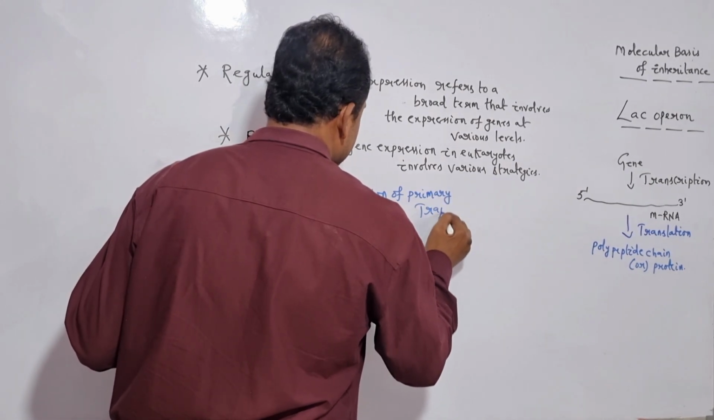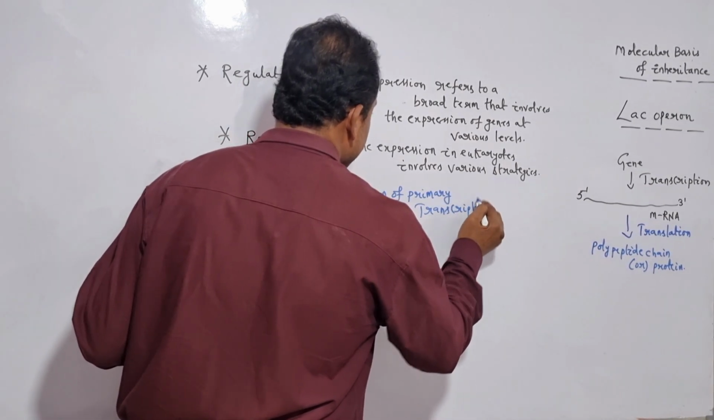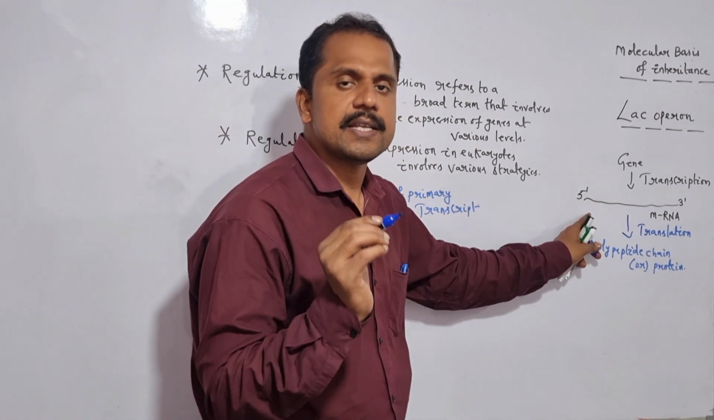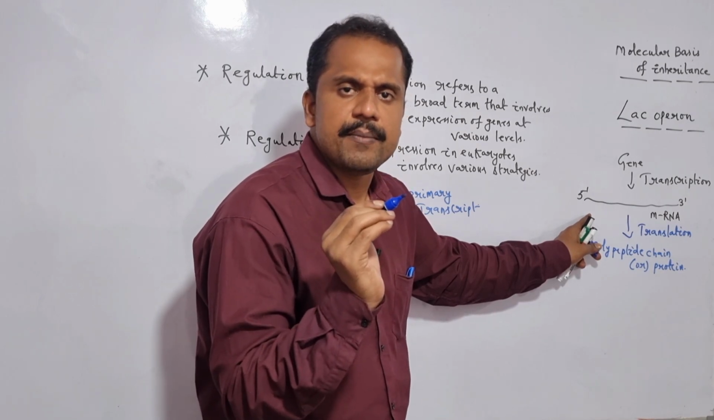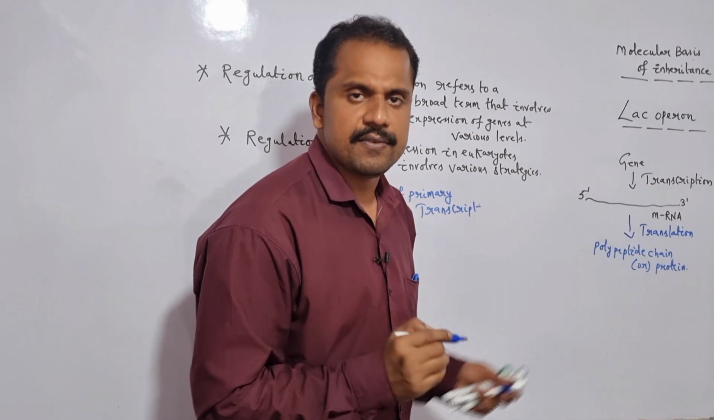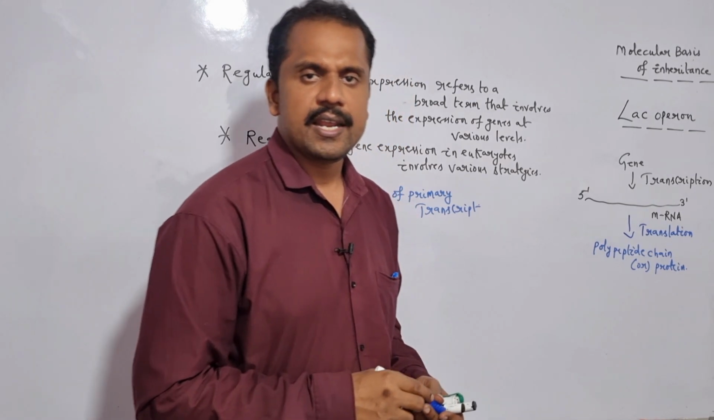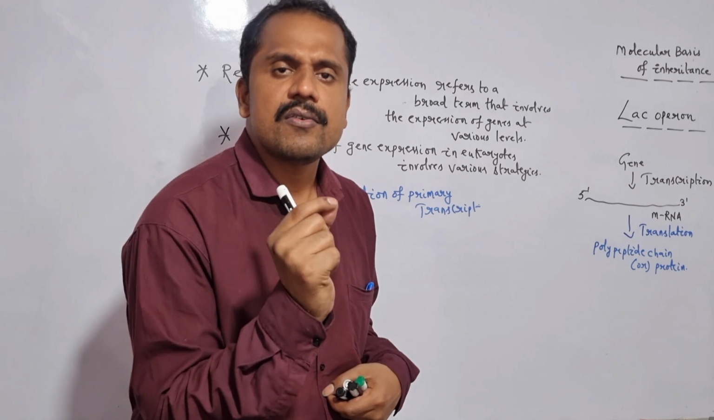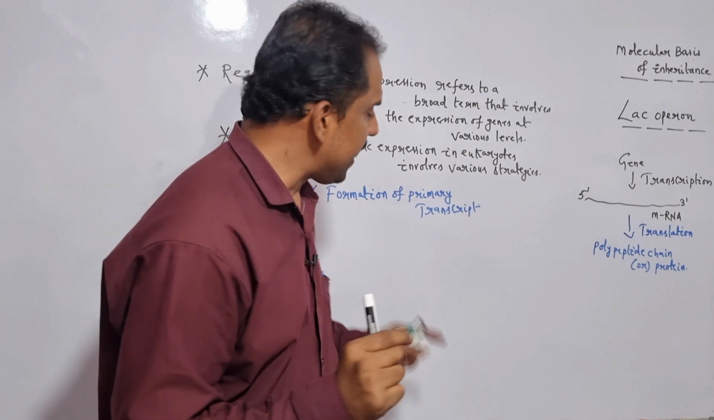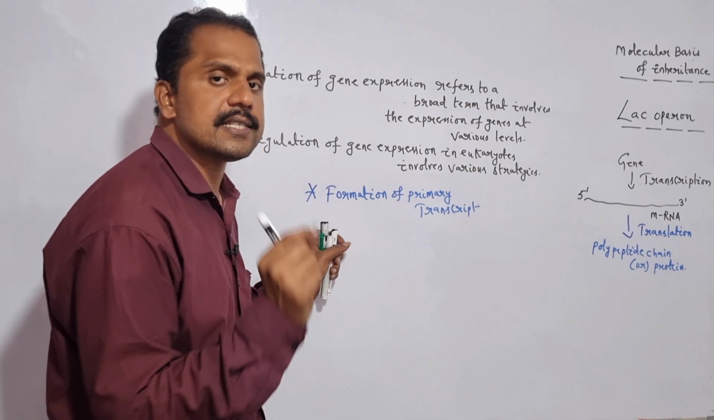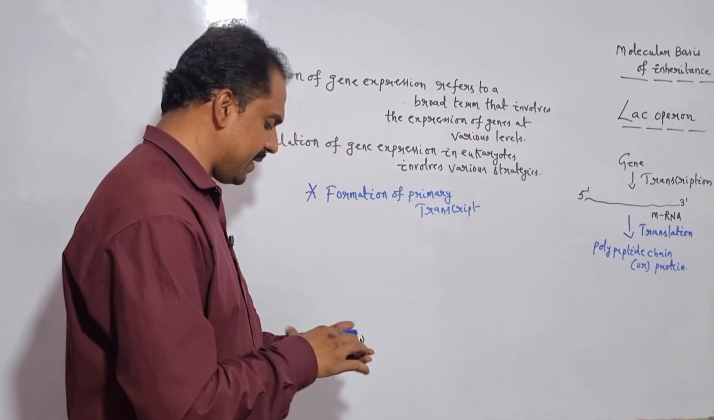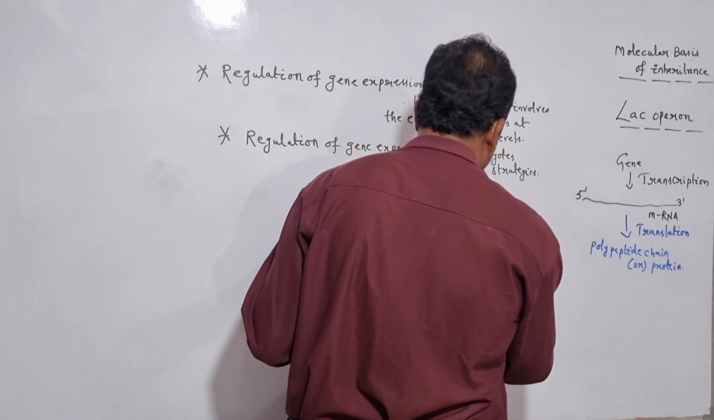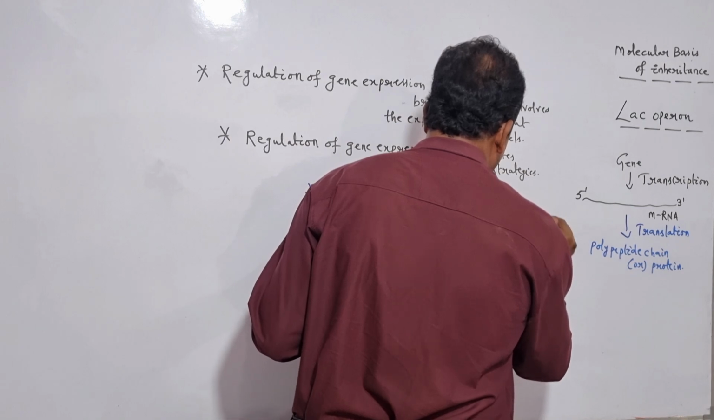So what is the primary transcript here? The specific eukaryotic mRNA which synthesizes during the transcription mechanism is termed the primary transcript. The primary transcript not only contains the coding sequences, but also contains the non-coding sequences known as introns. Is it clear? So let me write it here. Primary transcript contains both exons and introns.